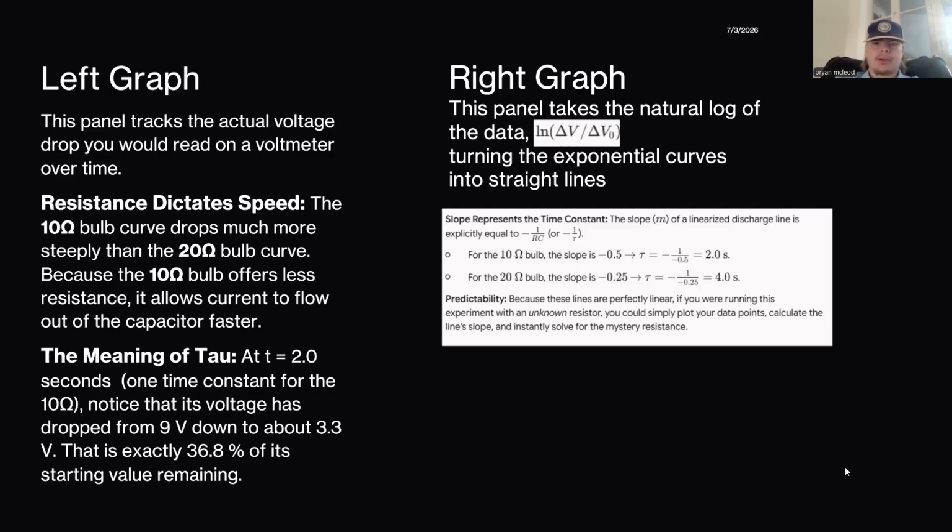And then what does the right graph tell us? That panel shows the natural log of the data, the voltage over the voltage at the start, turning the exponential curves into straight lines. So we take this, we find the slope of this, and then that represents how many seconds it should take to discharge.